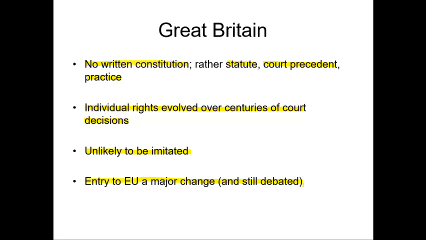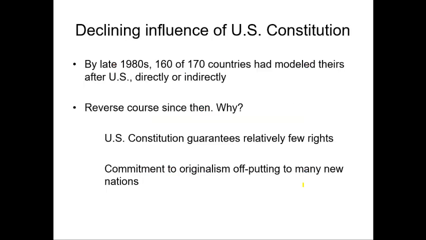Another layer of government? Not too crazy about that. But we evolved into a federal system that was incredibly successful, comparatively speaking. Now, the U.S. Constitution has been declining in influence over the years. By the late 1980s, 160 out of 170 countries had modeled their constitutions after ours, either directly or indirectly. However, it's reversed course since then.